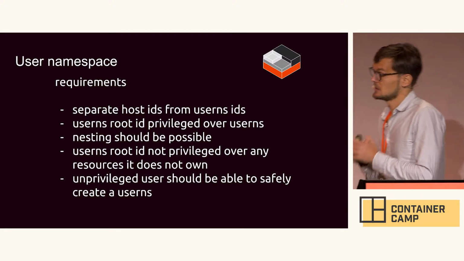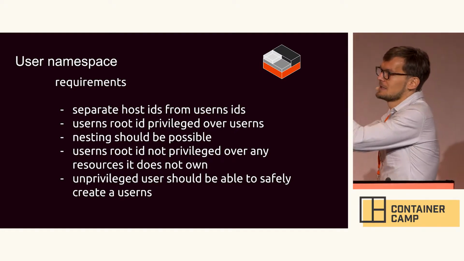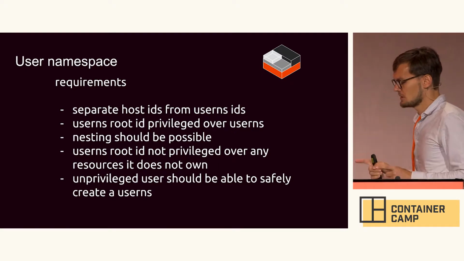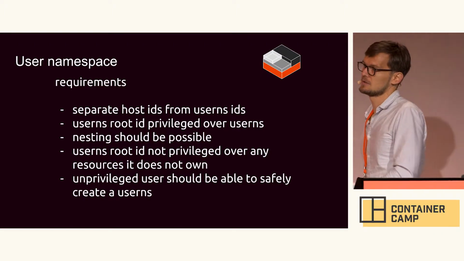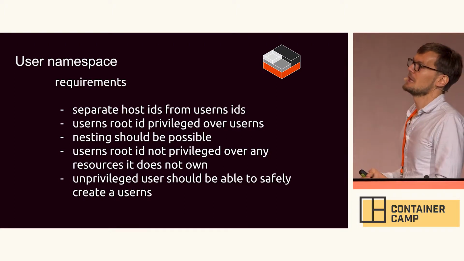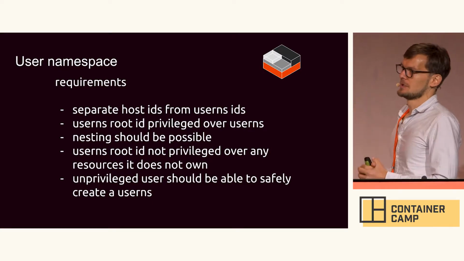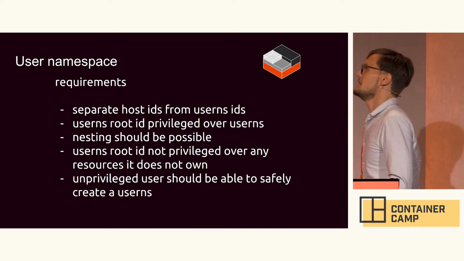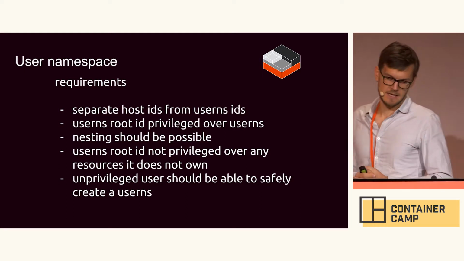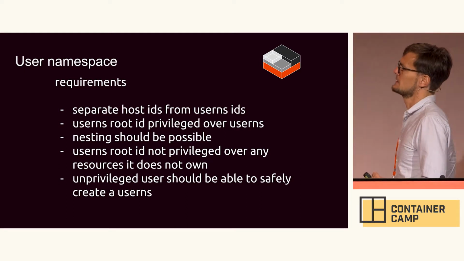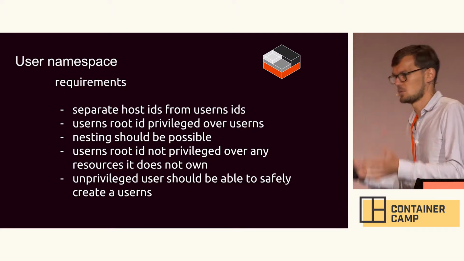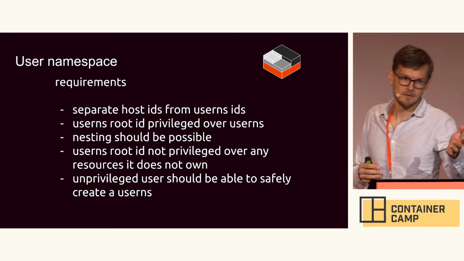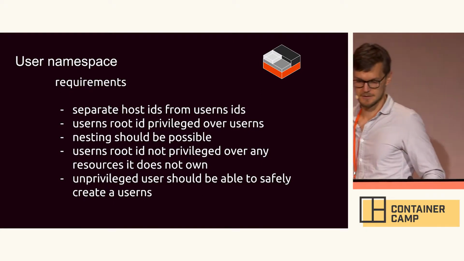You want nesting to be possible. This is pretty important, which means you want to be able to create user namespaces inside of user namespaces so that you can have layers of isolation. You need to ensure that the user namespace root ID is not privileged over any resource that it does not own. So you shouldn't be able to, for example, mess with any global limits that affect the whole system. That should only be possible for root in the initial user namespace. And you want unprivileged users to be able to safely create new user namespaces as well. So UID 1000 or 1001 on the host should be allowed to create a new user namespace. That is again a requirement for fully unprivileged containers.